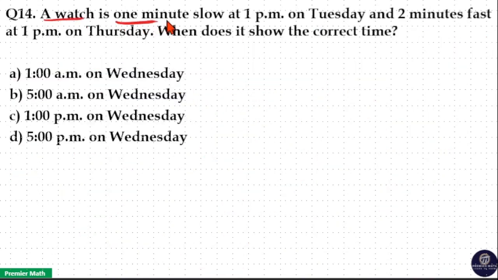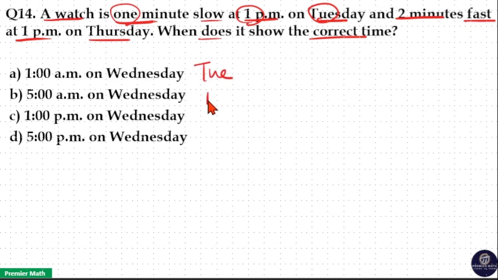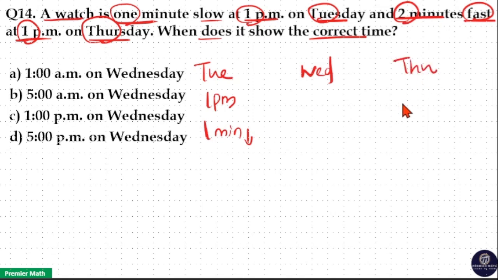A watch is 1 minute slow at 1 p.m. on Tuesday and 2 minutes fast at 1 p.m. on Thursday. When does it show the correct time? Here, on Tuesday at 1 p.m., the watch is 1 minute slow. Now, Wednesday is over. Again on Thursday at 1 p.m., the watch is 2 minutes fast.